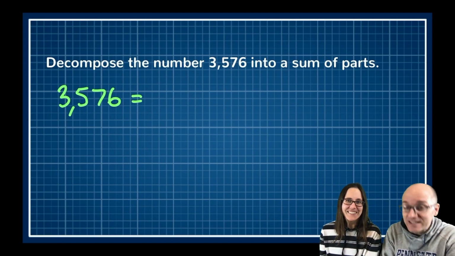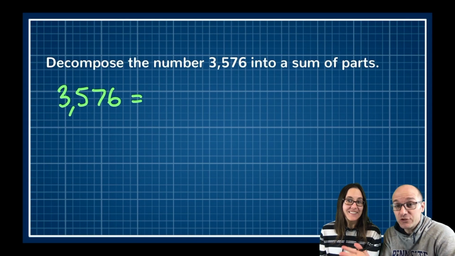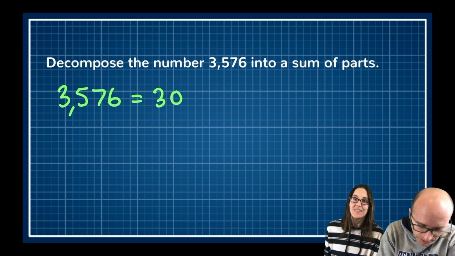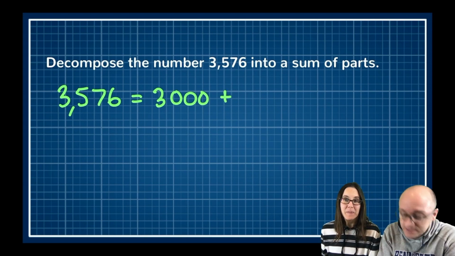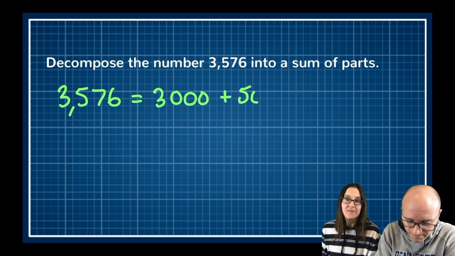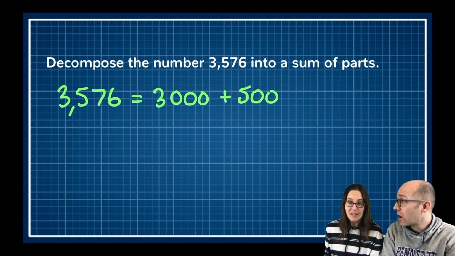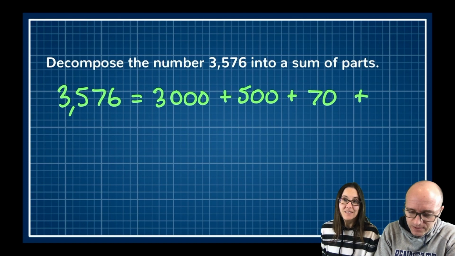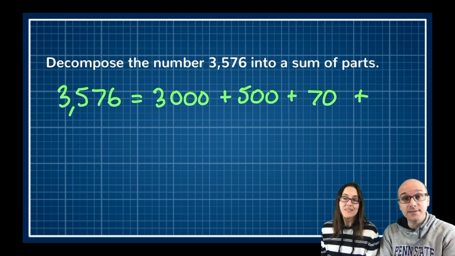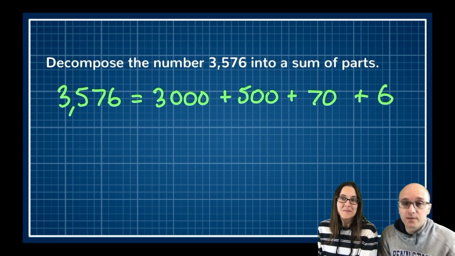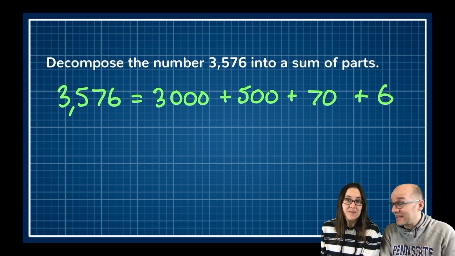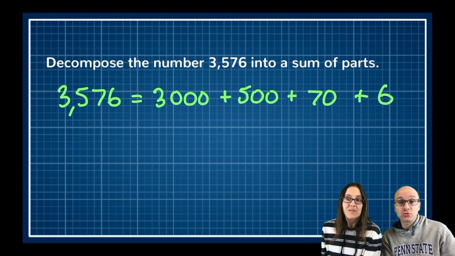3,576. We can break this into a sum of individual parts. So that number 3 represents 3,000. Agreed. So 3,000 plus 500. Ooh, 500, because the 5 was located in the hundreds place. Plus 70. And then what about the 6? That's just a 6. It's in the ones place. That's right. So the number 3,576 could be viewed as a sum of these four numbers in a very natural way.